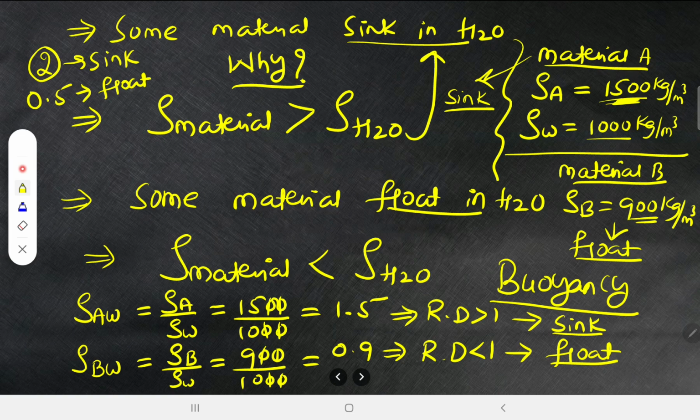What is the meaning of a relative density of a material being 2? That means it is 2 times that of water. 2 times of water means 1000 is there, so the density of this material will be 2000. And what is the meaning of saying the relative density of a material with respect to water is 0.5? It means it is 0.5 times of 1000, which becomes 500.